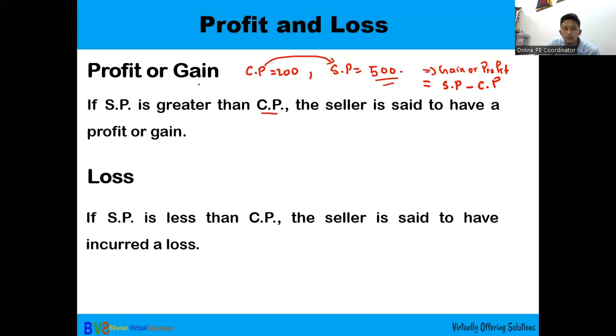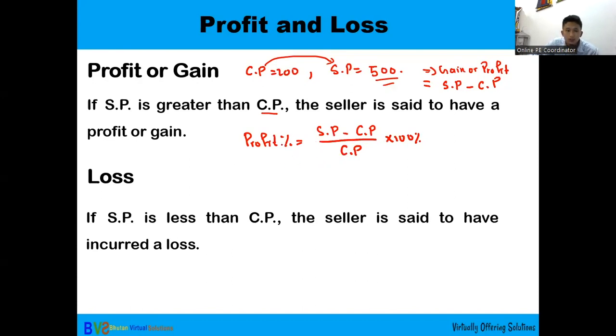In the question, you will be asked to find the profit percentage, not just the profit. Based on the cost price or the selling price, you will be asked to find the percentage of the profit. So how to find the profit percentage? There is a formula: selling price minus cost price divided by cost price, times 100%, because it is in percentage.